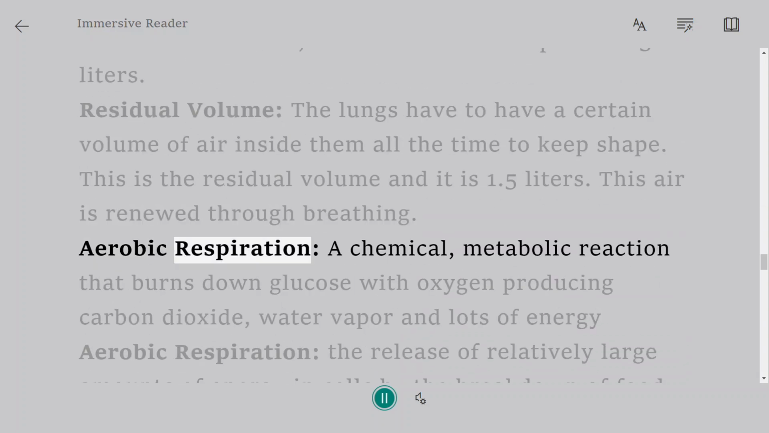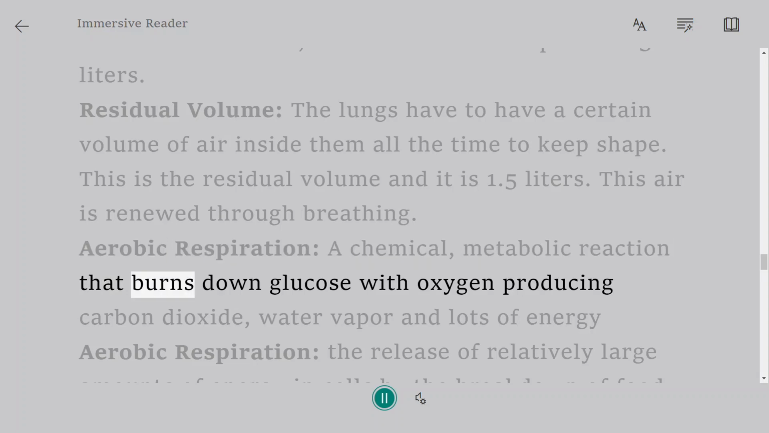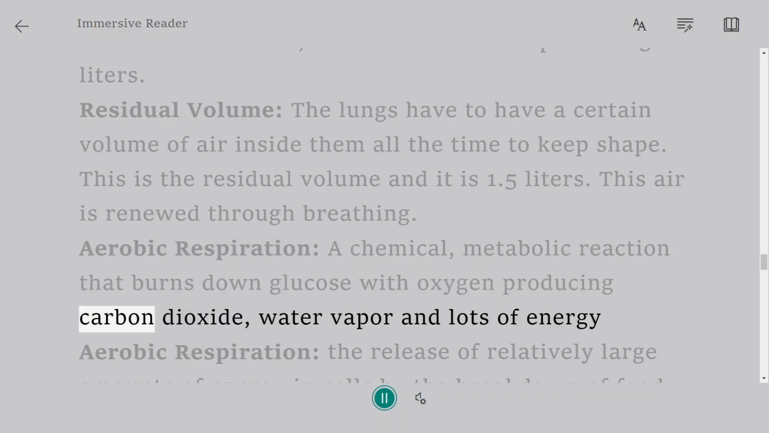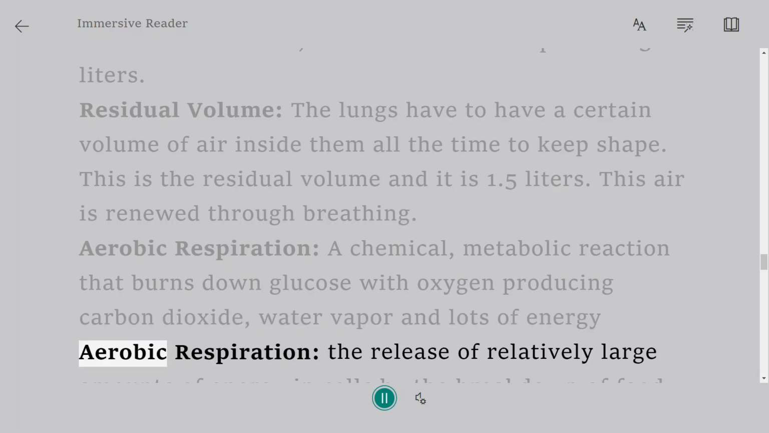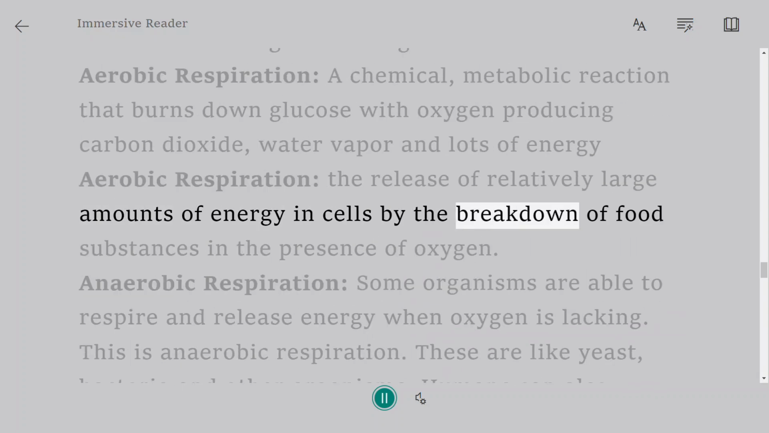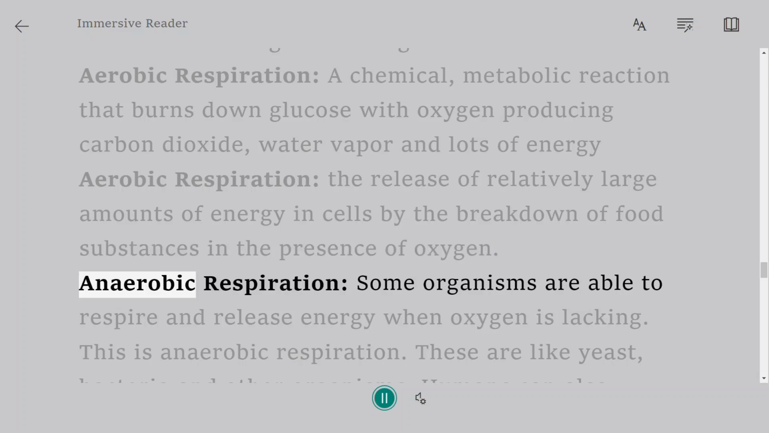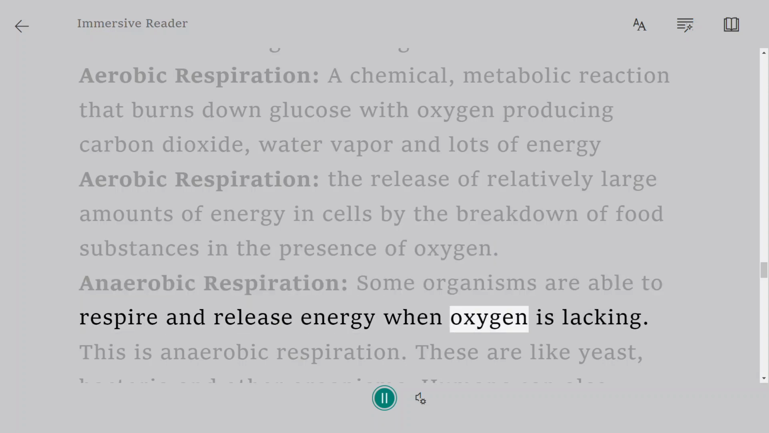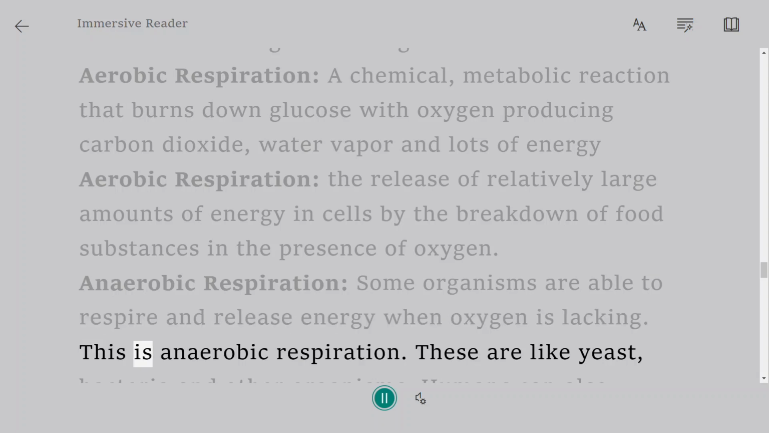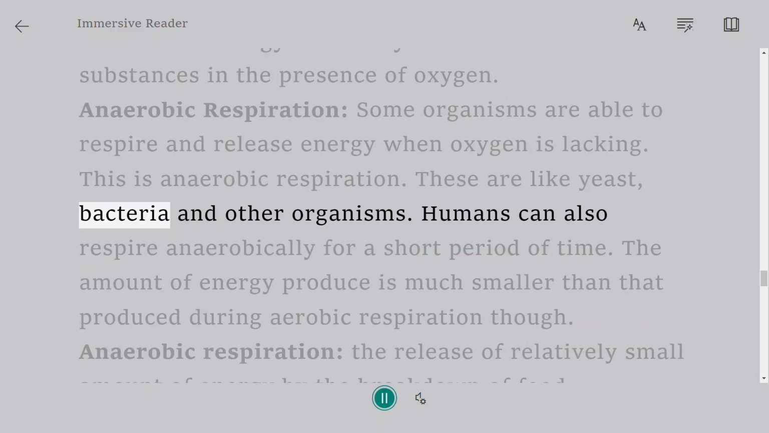Aerobic respiration: a chemical, metabolic reaction that burns down glucose with oxygen, producing carbon dioxide, water vapor, and lots of energy. Aerobic respiration: the release of relatively large amounts of energy in cells by the breakdown of food substances in the presence of oxygen. Anaerobic respiration: some organisms are able to respire and release energy when oxygen is lacking. This is anaerobic respiration. These are organisms like yeast, bacteria, and others.